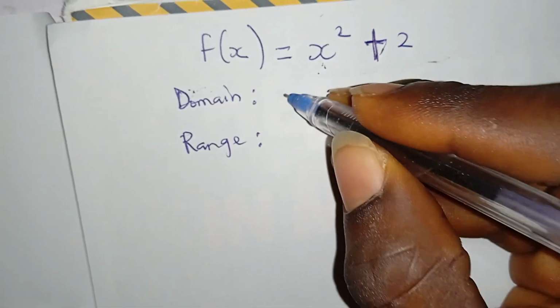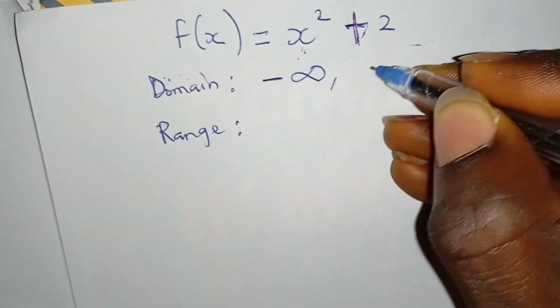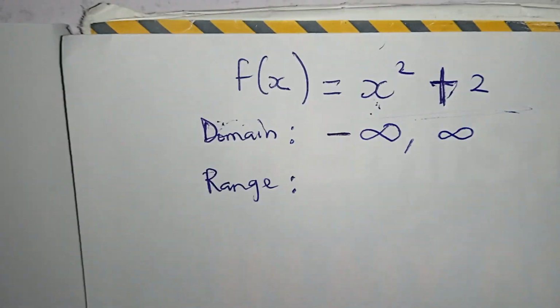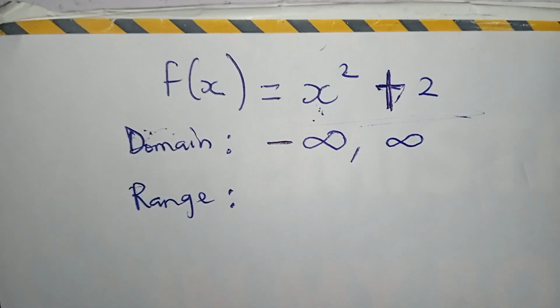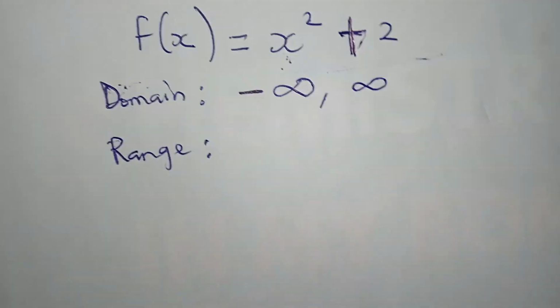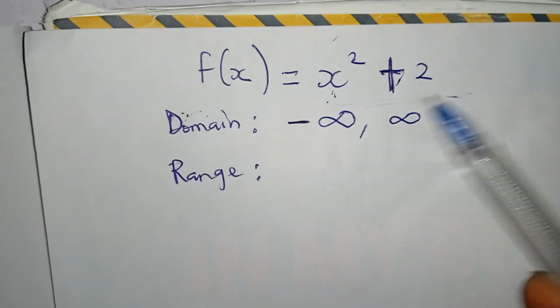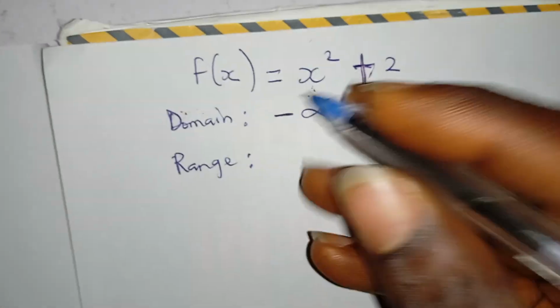So for that reason, we say that the domain is simply minus infinity to positive infinity. We can put any number, it will work. In fact, you need to know that for any linear expression you have, the domain is always this way. Now, what is the range?